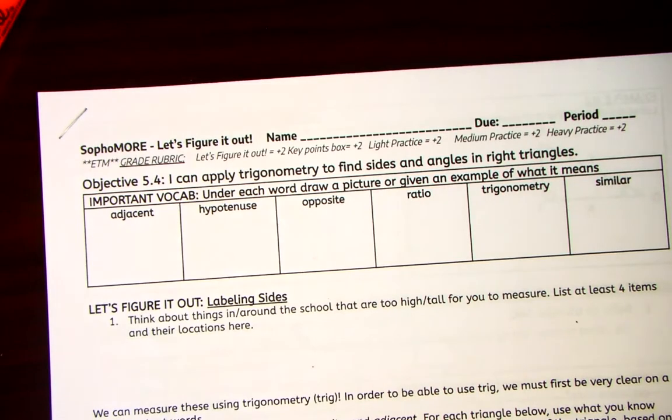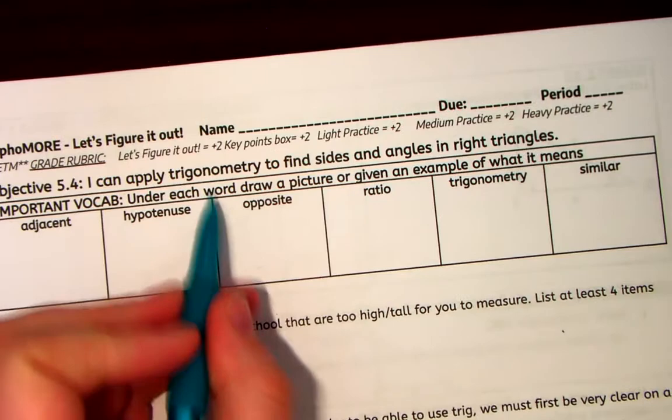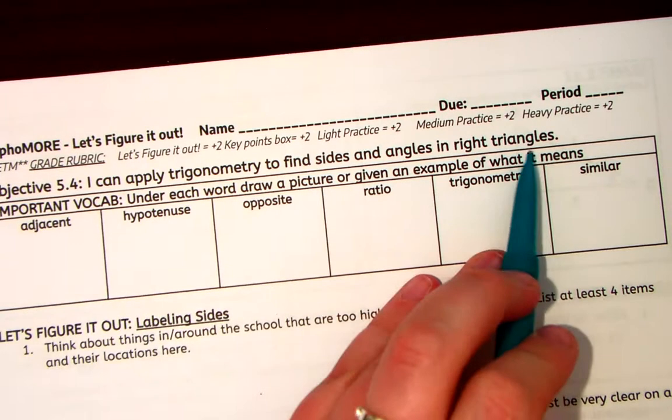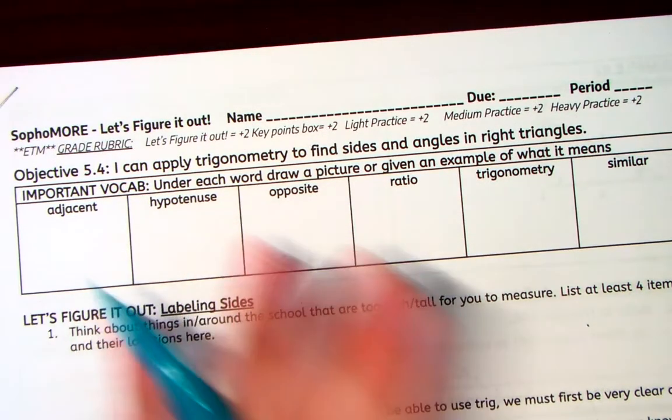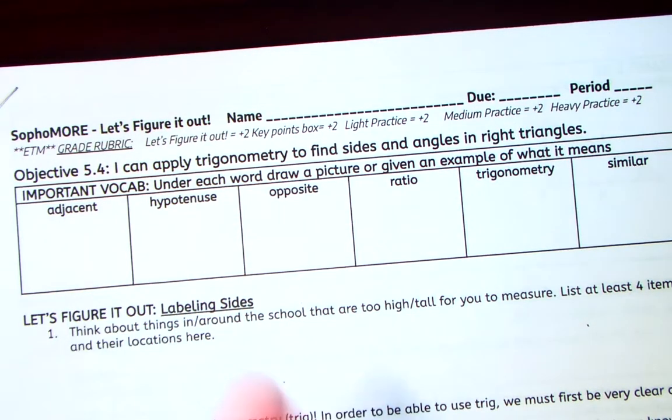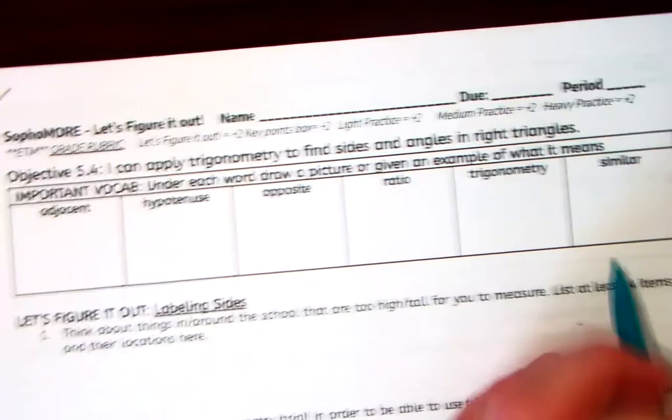Hi. So this objective is 5.4, where we can apply something called trigonometry to find sides and angles in right triangles. This lesson is really great because we're going to learn another strategy that can be used to find sides and angles in right triangles. So we'll start with our vocab.